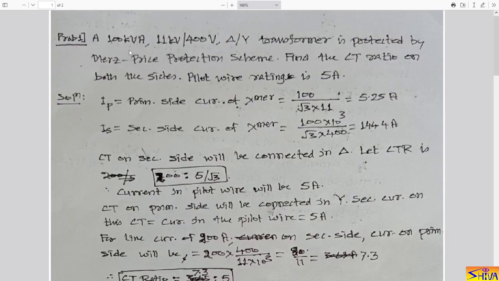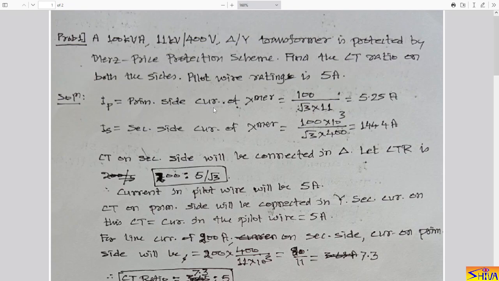First numerical, a 100 kVA 11 kV by 400 volts delta star transformer is protected by Merz-Price protection scheme. Find the CT ratio on both the sides. Pilot wire rating is 5 ampere. It means the relay rating is 5 ampere. Now it is 100 kVA transformer. Primary side is high voltage side, that is 11 kV. Secondary side is low voltage side and it is 400 volts. It is connected in delta star. So obviously it is distribution transformer. Primary side connected to 11 kV line and secondary side is connected to distribution side, that is 400 volts.